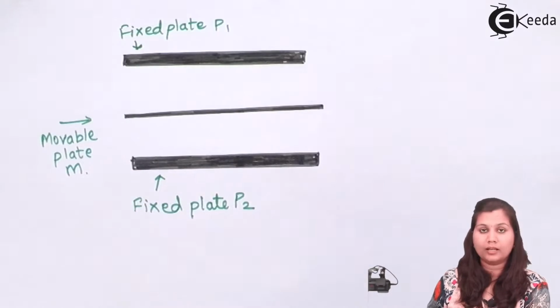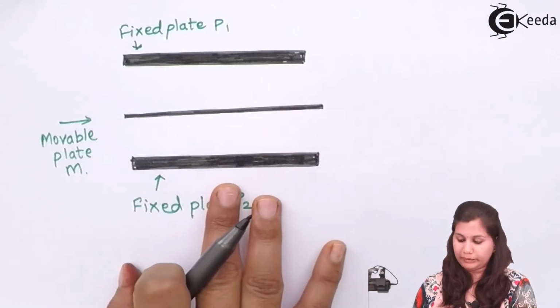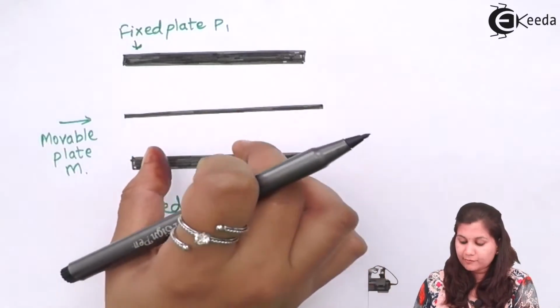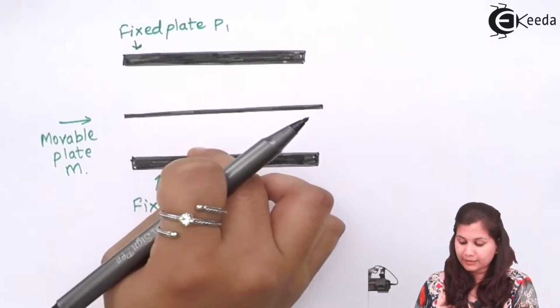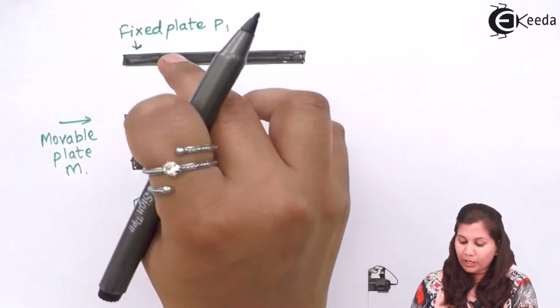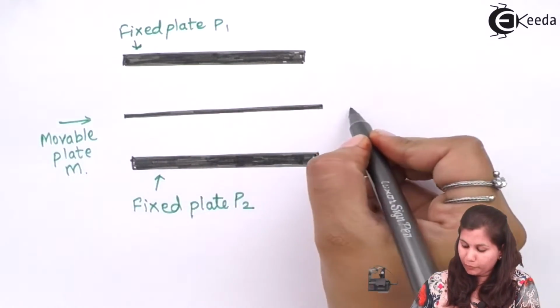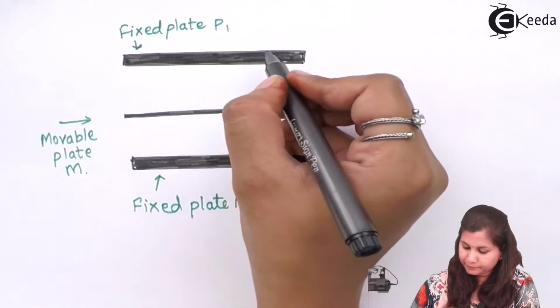Now there is also a differential arrangement in the capacitor which is used for the measurement of linear displacement. Let us see the diagram for this differential arrangement. When this movable plate is exactly in the middle of these two plates, the capacitance linked with these two capacitors, because there will be two capacitors, one here and one here, will be the same. Now we measure an output voltage across this.